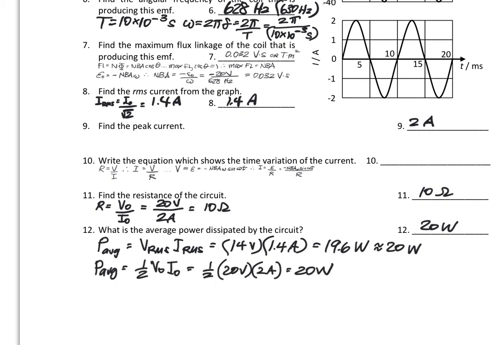Also, on the data booklet, average power is given as half of the maximum V0 and I0, but this is the whole point of RMS. We find that when we do half of the product of the maximums, we still get 20 watts. So that's how RMS does represent an average of the values. All right, let's move on.